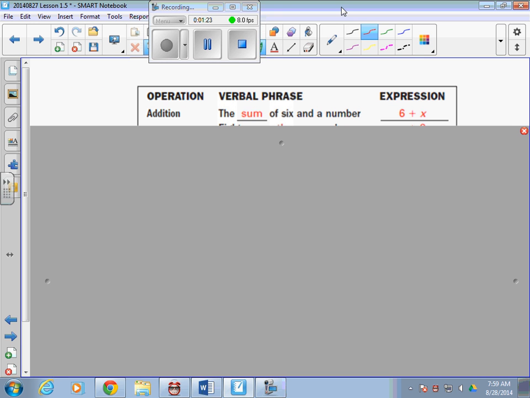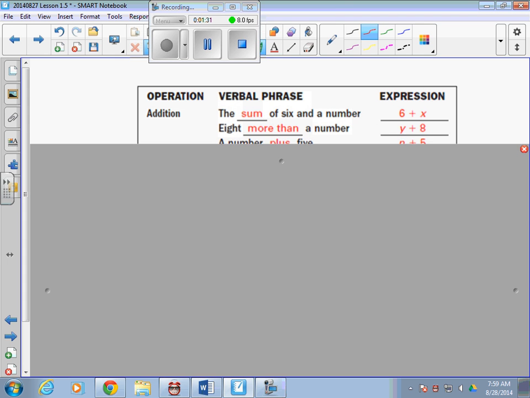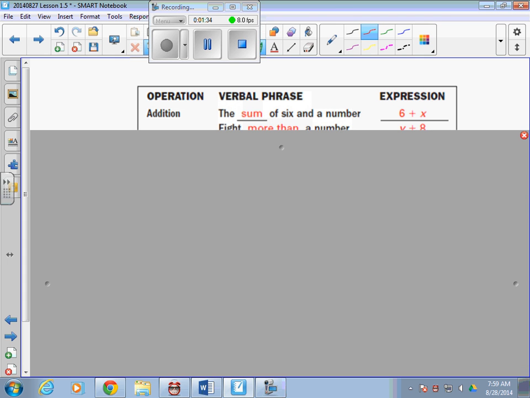Okay, then we have a box we've got to fill in. It talks about all those math keywords that you guys have been looking at for the last few years. It says addition is the sum of 6 and a number. So the sum, that means to add. So 6 plus a number.